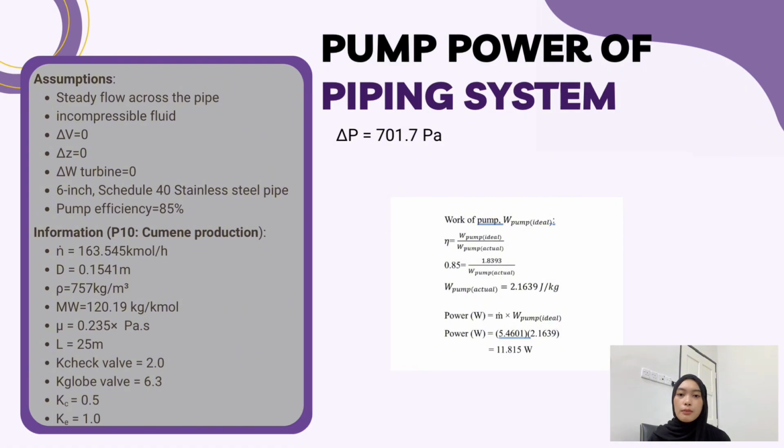And now using the Bernoulli's equation, we simplify it to find the work of pump, and from there, we just divide it by pump efficiency to get the actual pump work. And finally, we just multiply it with mass flow rate to obtain the pump power.